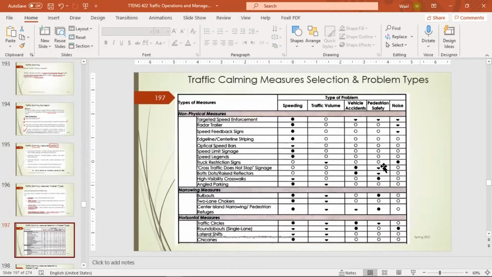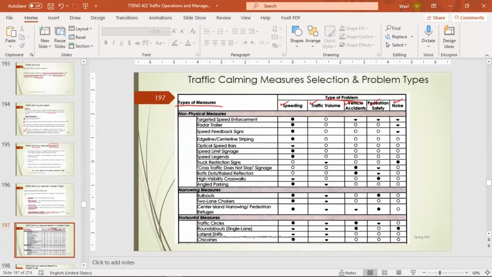So here, for example, is the type of measure and this is the type of problem, and there is a dot, a circle. If it's dark, that means it's effective. If it's half dark, a half circle, that means it's partially effective. If it's an empty dot, that means it's not applicable for that type of problem. So we have five problems: speeding, traffic volume, vehicle accidents, pedestrian safety, and noise.